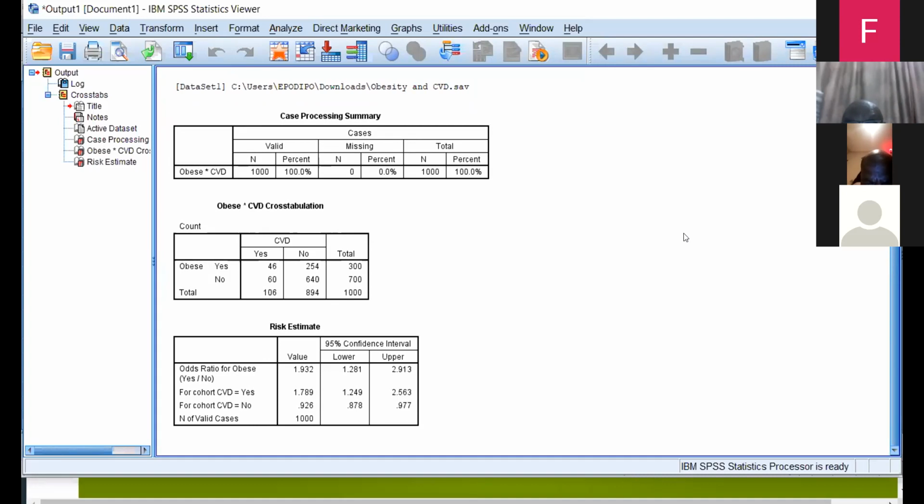And if you remember what we discussed when we were discussing the confidence interval of odds ratio, you can see both of them are significant because it does not include one. The relative risk and the odds ratio are significant. And you see, the odds ratio 1.93, the confidence interval is 1.28 to 2.91. So that is the crude odds ratio now. So let's go and do the stratified one now.